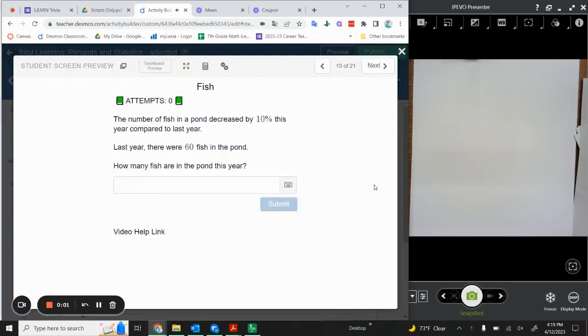This question says the number of fish in a pond decreased by 10% this year compared to last year. Last year, there were 60 fish in the pond. How many fish are in the pond this year?